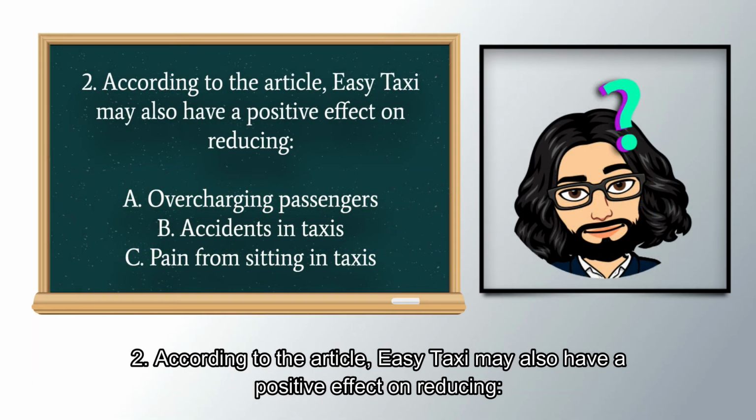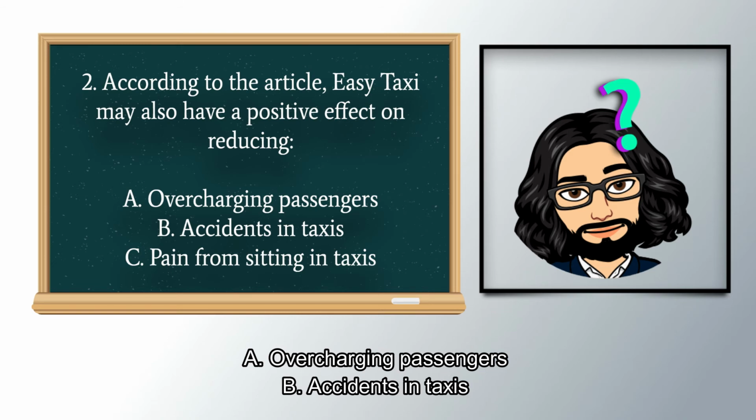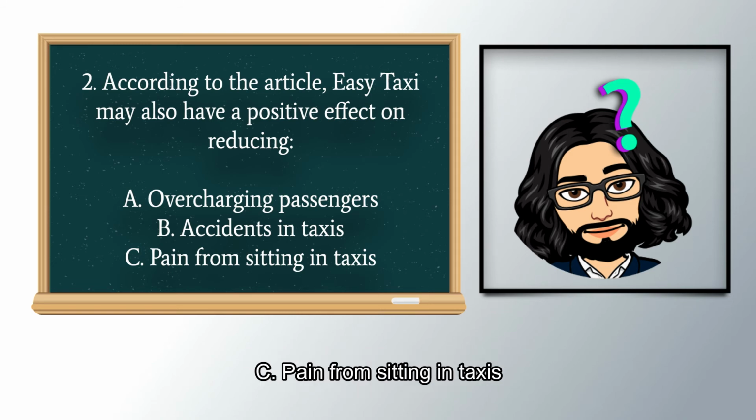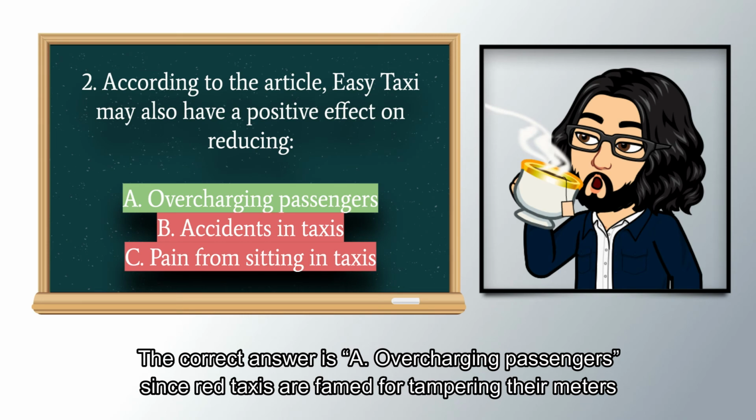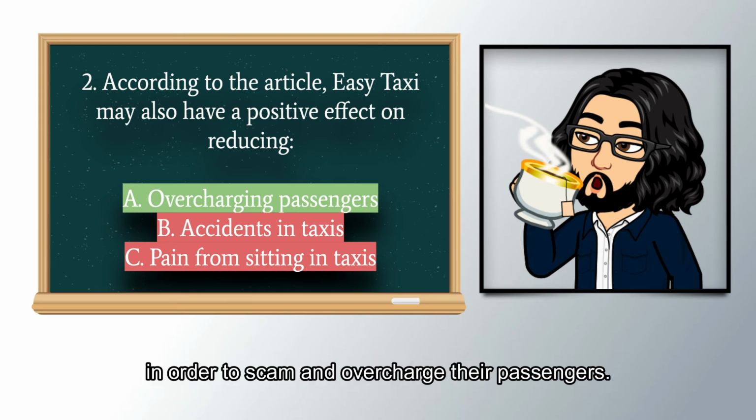According to the article, Easy Taxi may also have a positive effect on reducing A. Overcharging passengers, B. Accidents in taxis, or C. Pain from sitting in taxis. The correct answer is A. Overcharging passengers, since red taxis are famed for tampering with their meters in order to scam and overcharge their passengers.